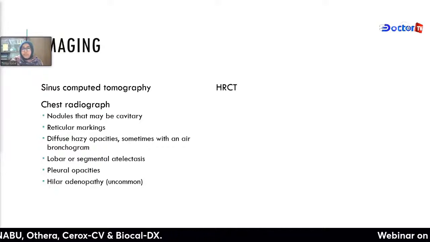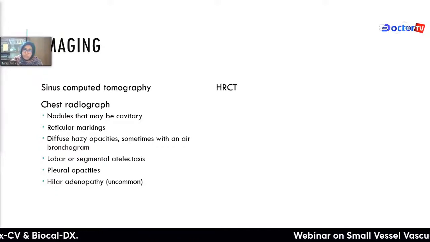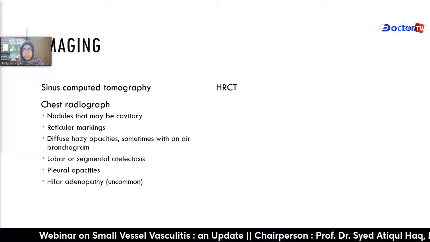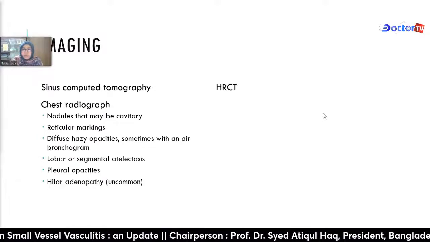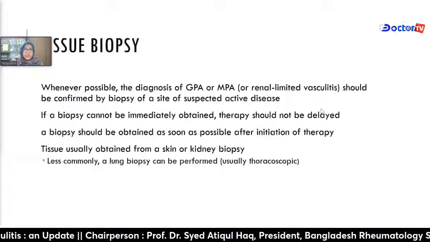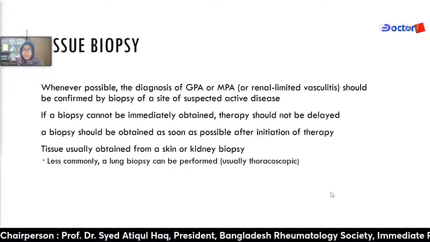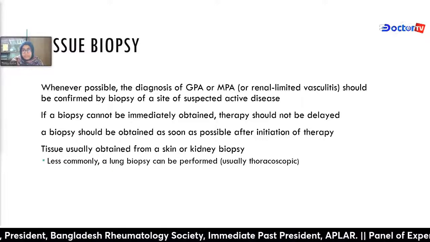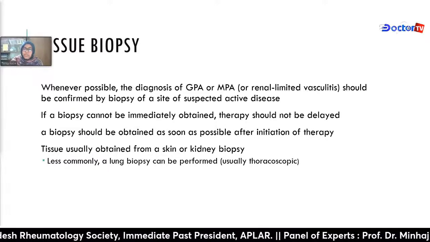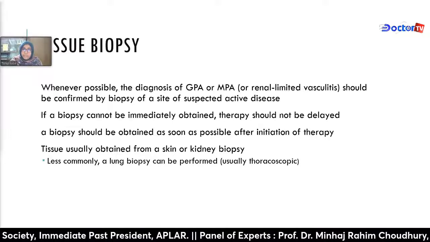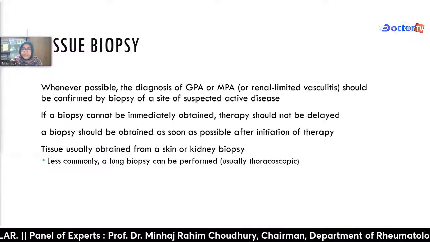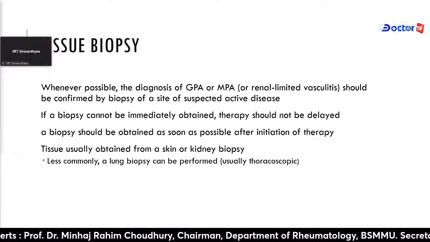Imaging plays an important role in establishing the diagnosis of ANCA-associated vasculitis, especially GPA and MPA, for which we may use sinus computed tomography, chest radiograph, and HRCT. I've shown the HRCT findings in my previous slide. Regarding the tissue biopsy, whenever possible, the diagnosis of GPA or MPA should be confirmed by biopsy of a site of suspected active disease. If a biopsy cannot be performed immediately, then the therapy should not be delayed, but we should try to obtain the biopsy as soon as possible after initiation of the therapy.